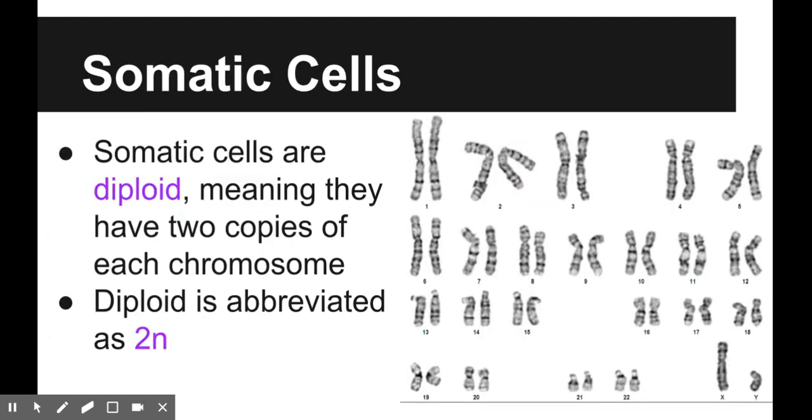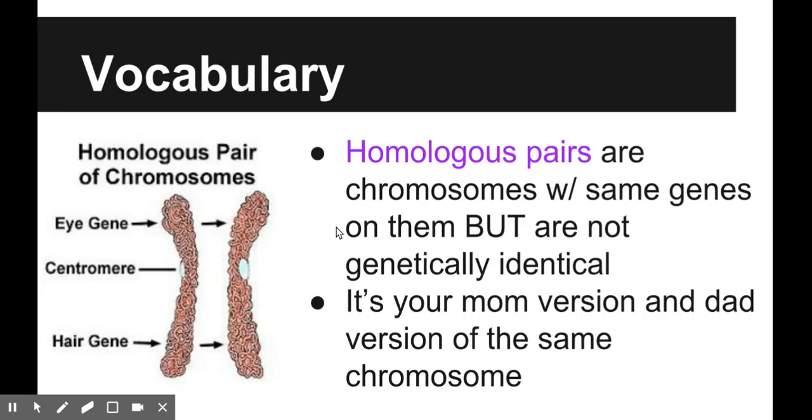So this is your mom version and your dad version of the same chromosome. If we go back one slide really quickly, I'm going to pick on chromosome number 1 right here. So here's my mom copy of my chromosome. Here's my dad copy of the chromosome. Now what we're going to find is that they'll have the same genes, the same information in the same place. We'll go to our next diagram to look at that one.